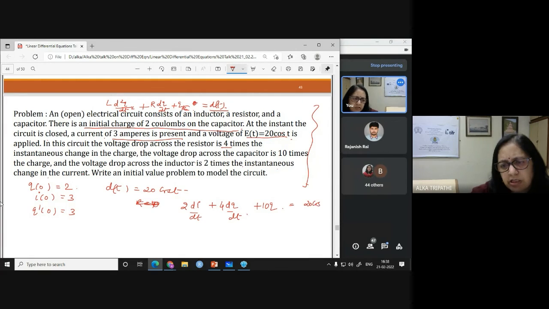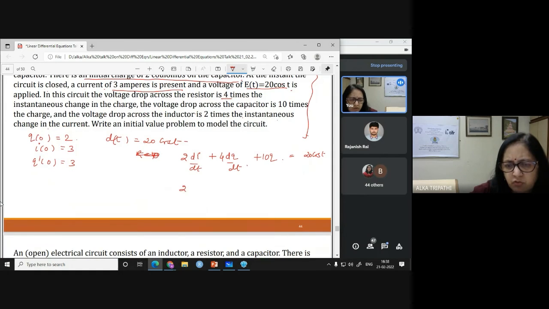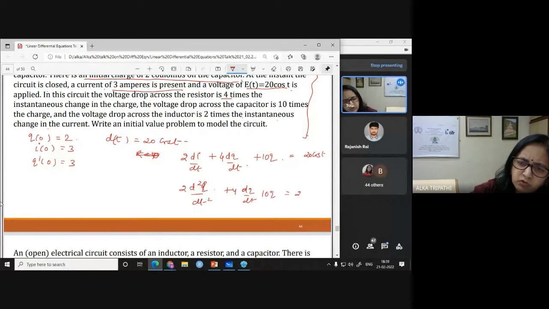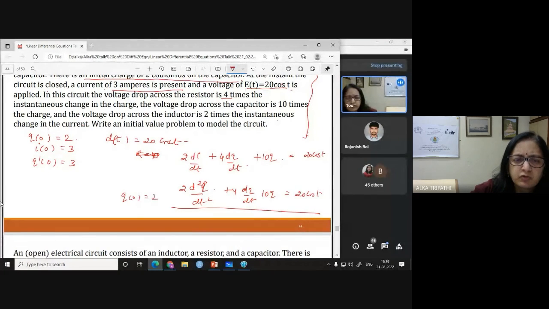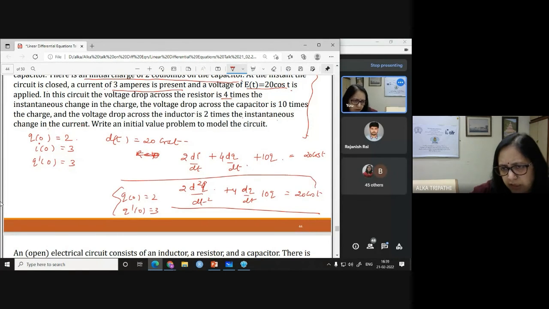Equal to 2 cos t, and since I is dq by dt, I can write 2 d2q by dt square plus 4 dq by dt plus 10q equal to 20 cos t, with q of 0 equal to 2 and q dash 0 equal to 3. This is the model of the initial value problem.